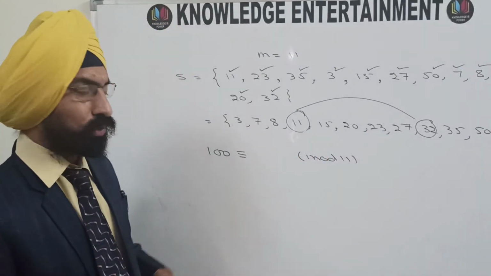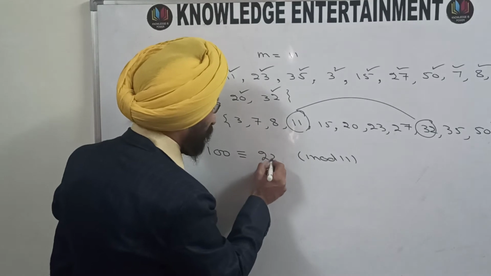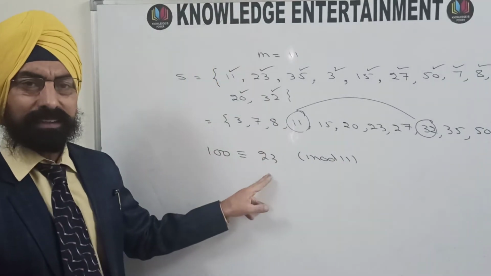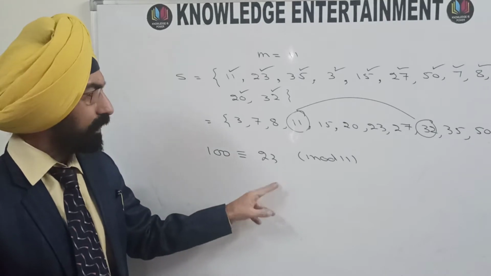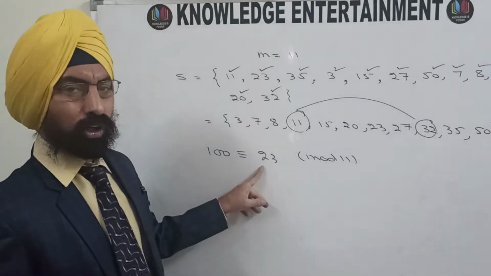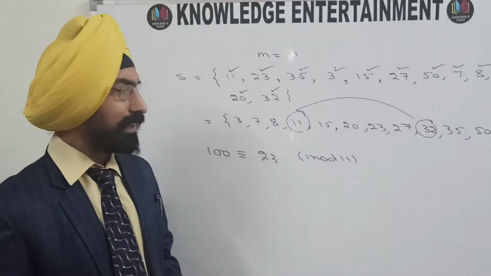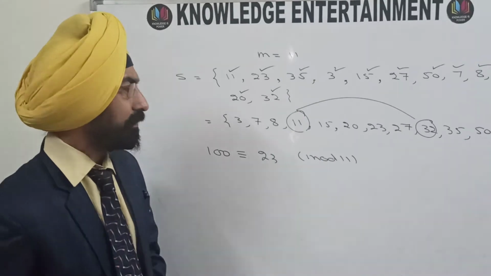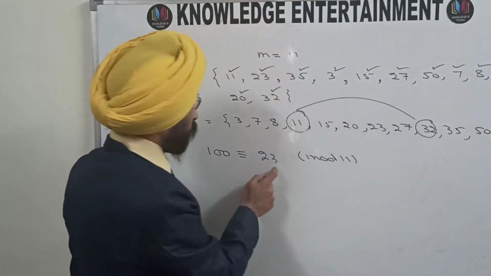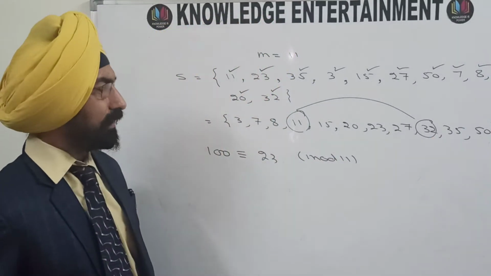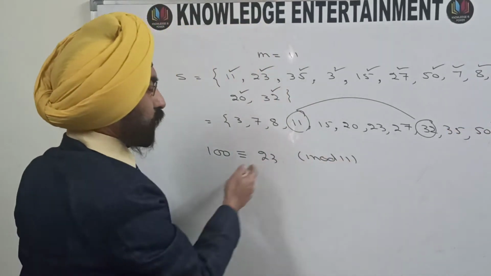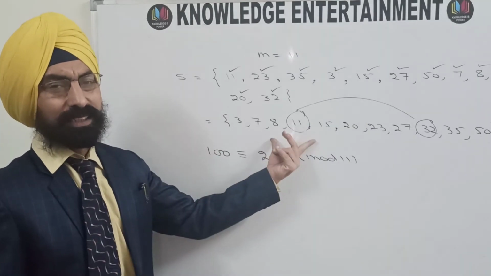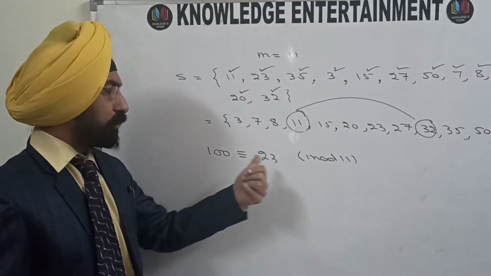23, yes, it is 23, because 11 divides 77. 100 minus 23. Then 27, it is not, because 11 does not divide 73. 32 is not, because 11 does not divide 68. 35 is not, because 11 does not divide 65. 50 is not, because 11 does not divide 50. So there is exactly one element in this set which is congruent to 100 modulo 11.